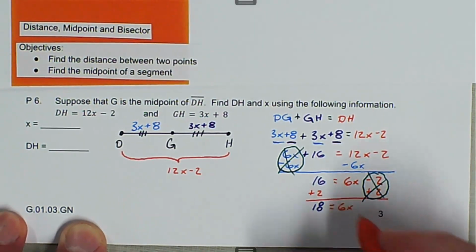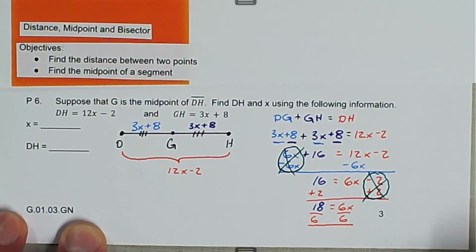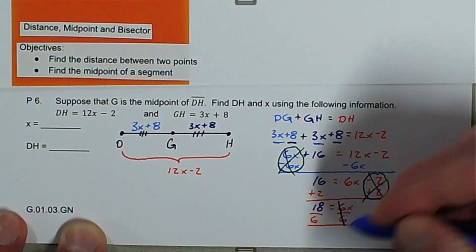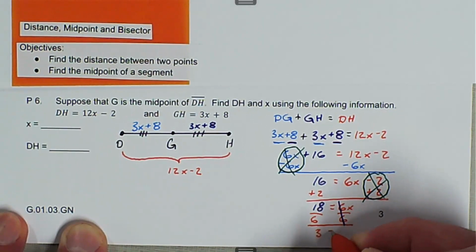And we want to get x by itself. So we divide by 6, divide by 6. And the reason that we divided by 6 is because we want to get x by itself, so those x's cancel. 18 divided by 6 is 3, and we still have that x left on the right side.